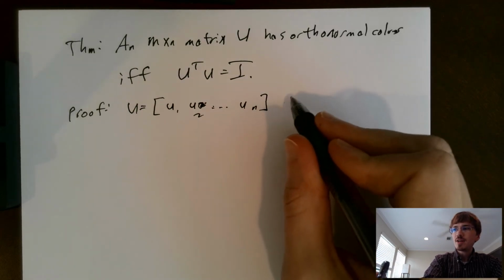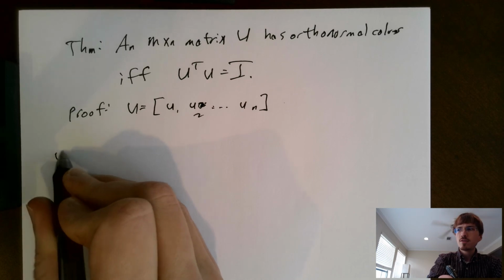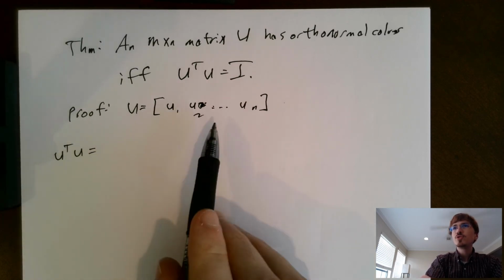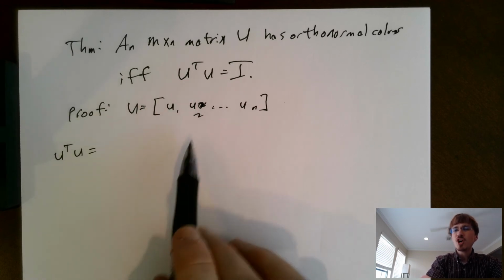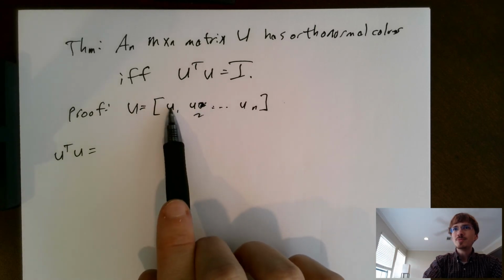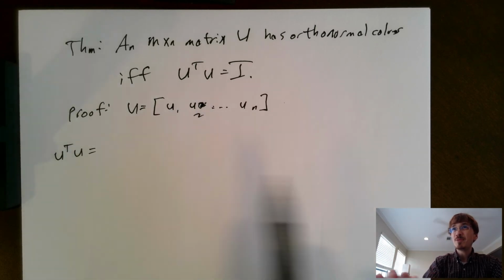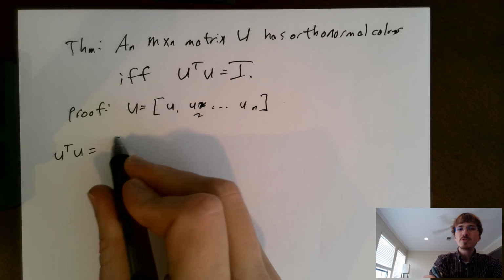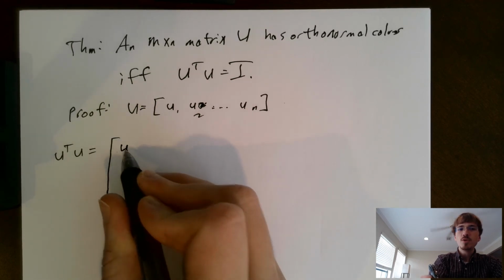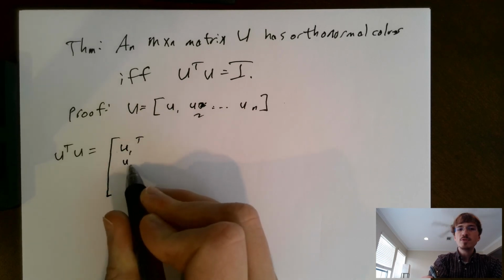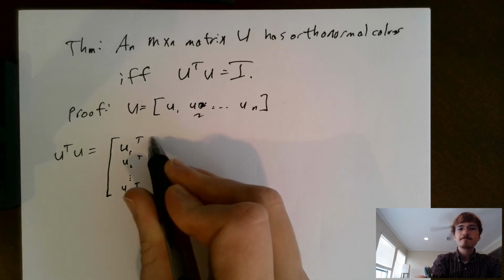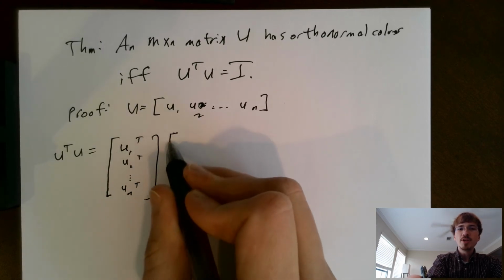And let's compute now. We'll put it here, U transpose times U. Well, how do we write U transpose? Again, these are a bunch of column vectors, right? What's U transpose? You swap the rows and columns. So the columns of this matrix need to become rows, and we'll do that with the transpose. So U transpose is a column with rows given by U1 transpose, U2 transpose, all the way down to Un transpose. And now let's multiply it by U.